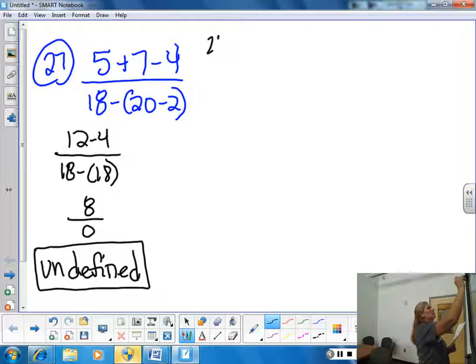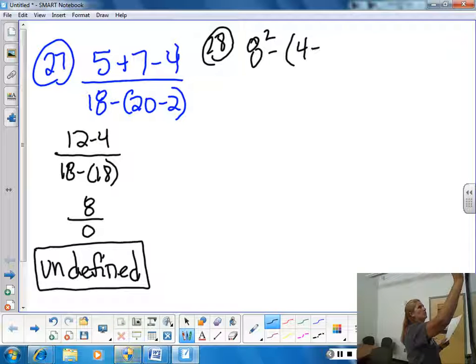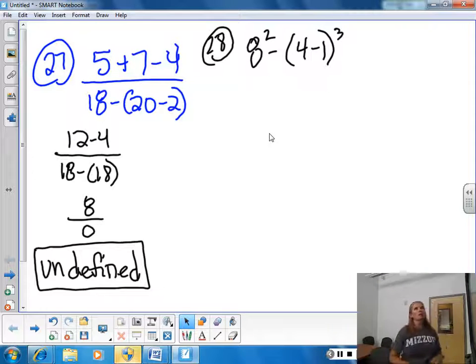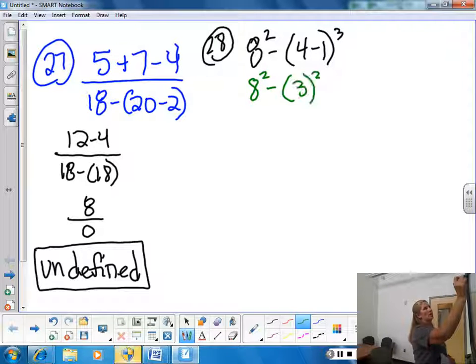28. Looks like 8 squared minus 4 minus 1 to the third. They're both exponents, but one of the exponents has a parentheses that you need to do first. So you always want to solve inside the parentheses first and then exponents. So we have 8 to the second power, and 4 minus 1 is 3 to the third power.